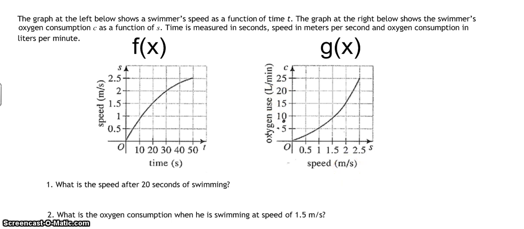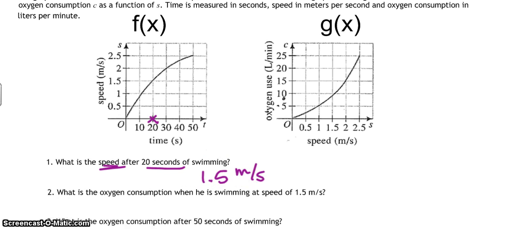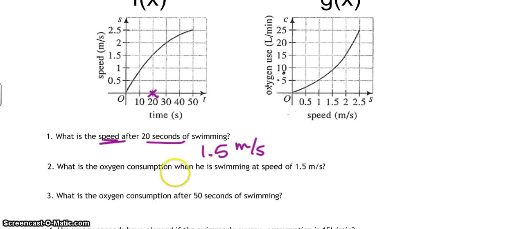Some basic questions to ask first. What is the speed after 20 seconds of swimming? So after 20 seconds of swimming, our speed looks to be about 1.5 meters per second. What is the oxygen consumption when he is swimming at a speed of 1.5 meters per second? Well, here's our speed of 1.5 meters per second, and our oxygen use we're going to say is about 10 liters per minute.